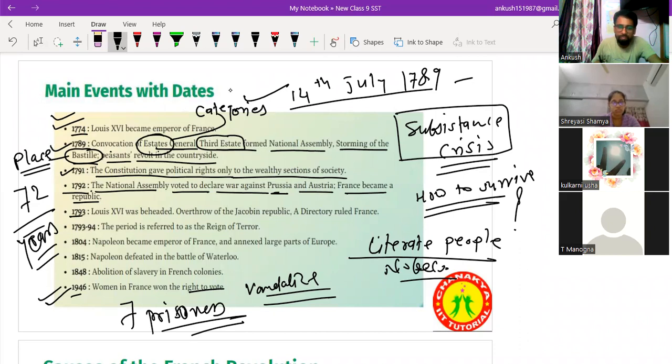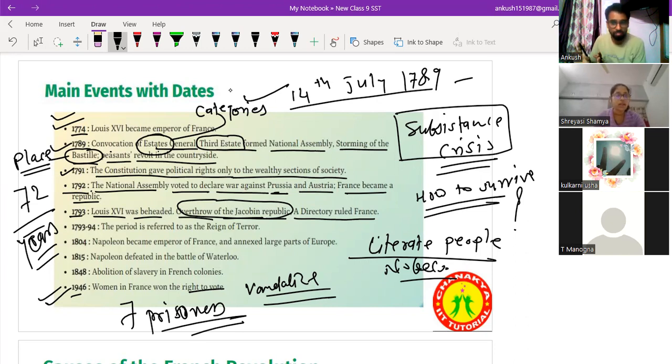So in 1793, Louis XVI was beheaded. He was killed over there. Then came the overthrow of the Jacobin Republic, which directly ruled France. Here, Jacobin was a group of people. They started to rule one part of France, but that was also overthrown, and France was directly ruled.